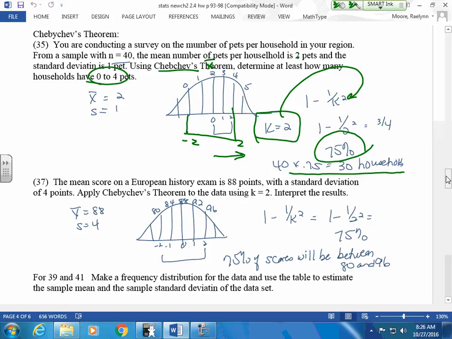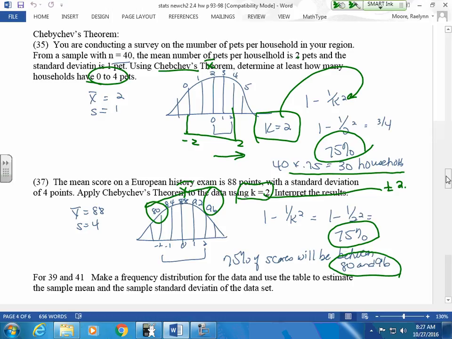Here's another Chebyshev's. Now this one is answered a little differently. The mean score is 88. So build this. Here's my mean, with a standard deviation of 4. Go 4 up, go 4 down. Using his k equals 2, interpret the results. So I stick k equal 2. I don't know what he wants me to say yet. And I find that 75% of the data lies between plus or minus the 2. So where am I at? Between 80 and 96.